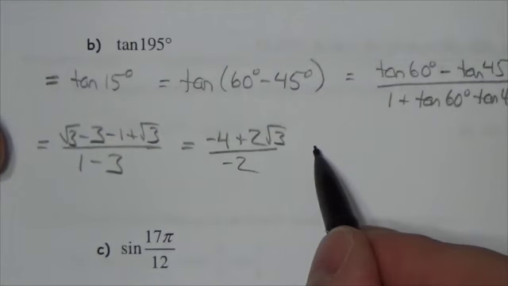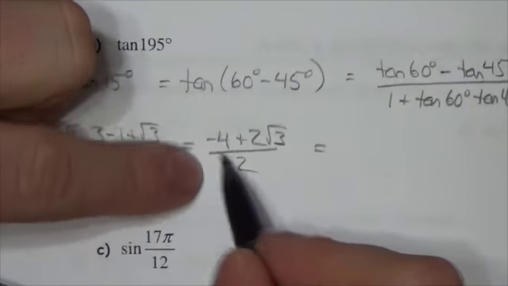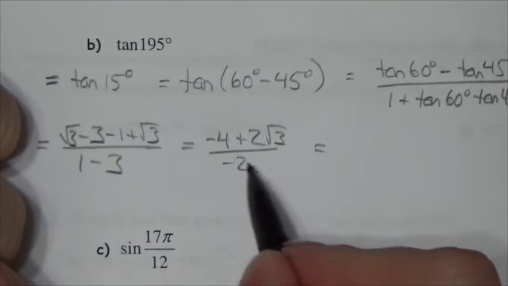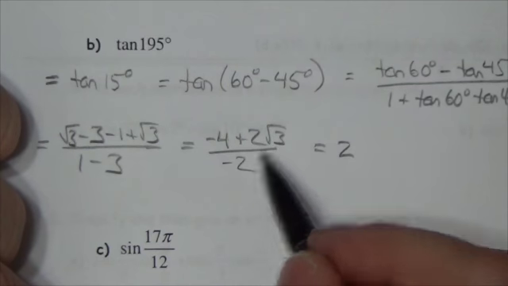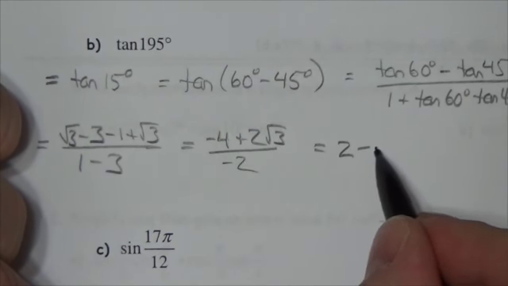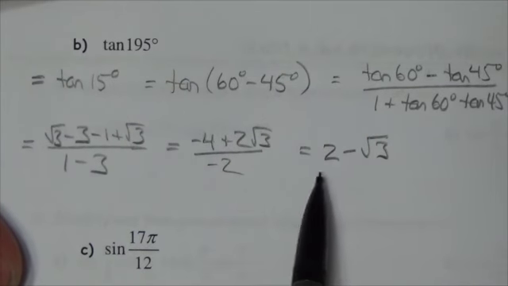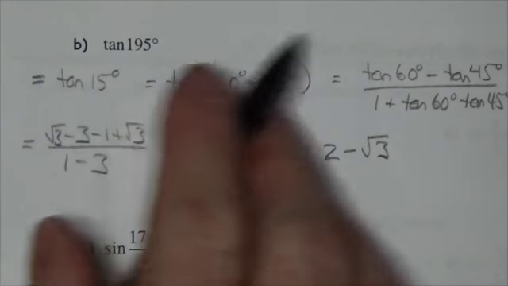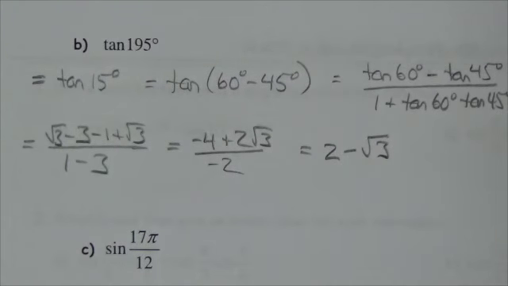Now, not quite done yet, though. Because I'm dividing by a monomial, I can actually distribute that monomial to both of those terms. So negative 4 divided by negative 2 is positive 2. Negative 2 divided by negative 2 is going to be negative 1. And so this whole answer reduces down quite nicely to 2 minus root 3, but it took a while to get there. Now, if we'd used 30 degrees, it would have taken us a little bit longer to get there. So 60 degrees is just kind of a nice little alternate way of getting around that problem.